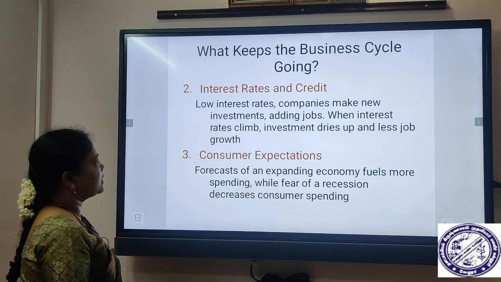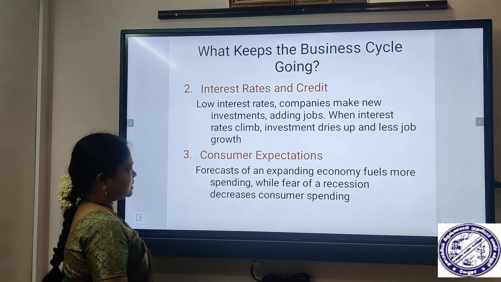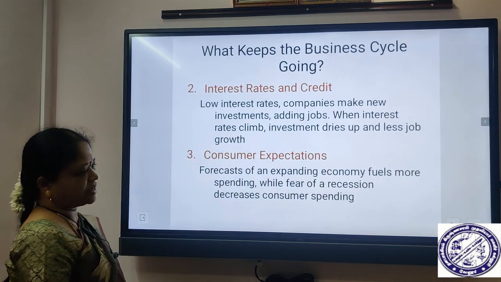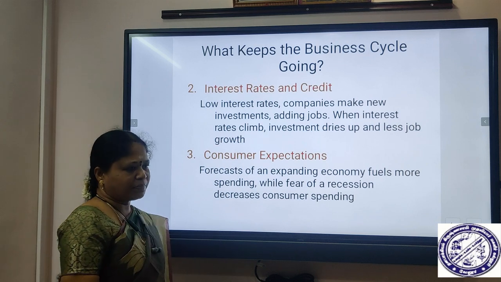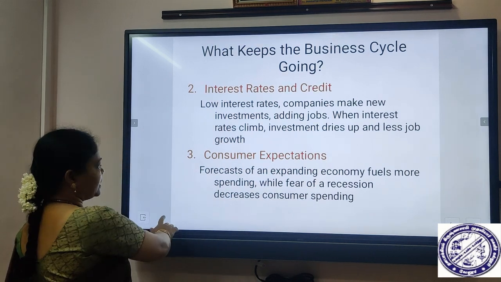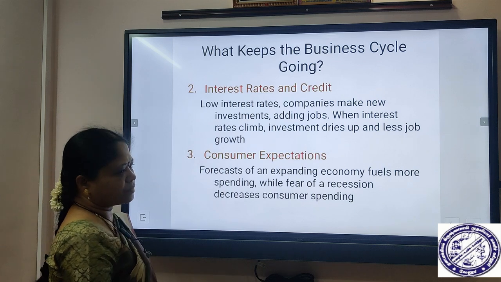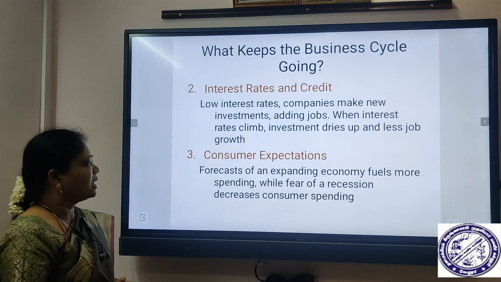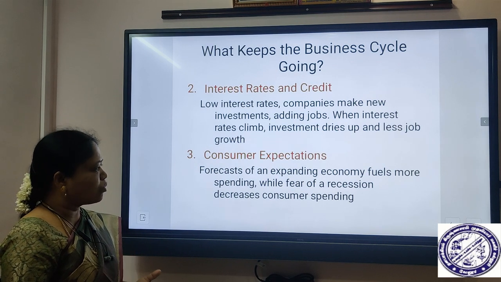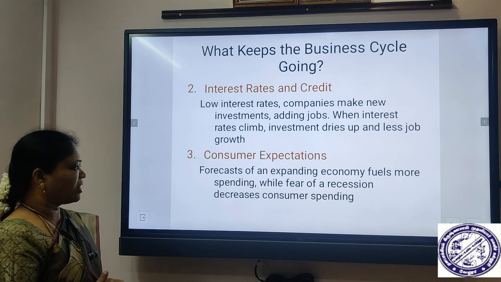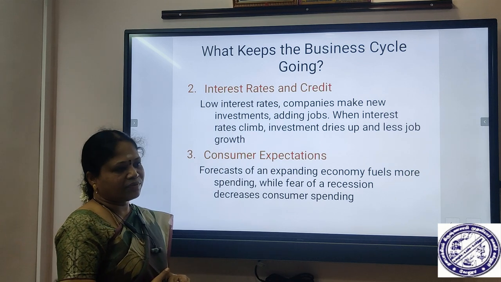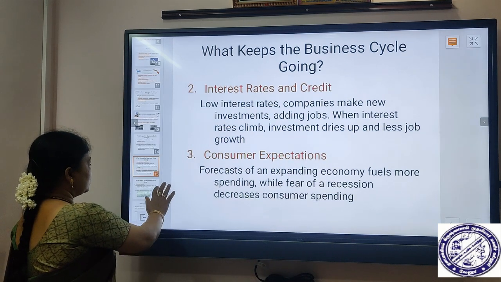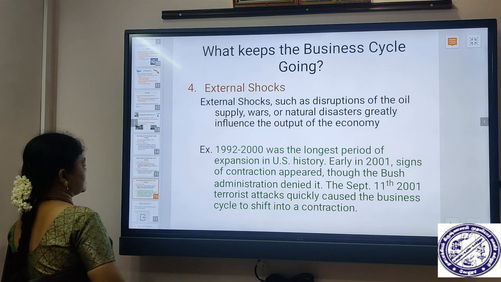Then coming to the third variable, it is about consumers' expectations. The forecast of an expanding economy fuels more spending. That is, if people expect there will be development in the economy, and they feel that real estate will boom and more job opportunities will be there, then consumers will spend more on these assets. While if there is a fear of recession, they will shrink the spending made by them on various purchases.